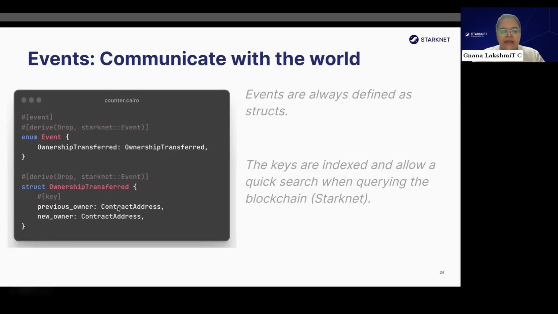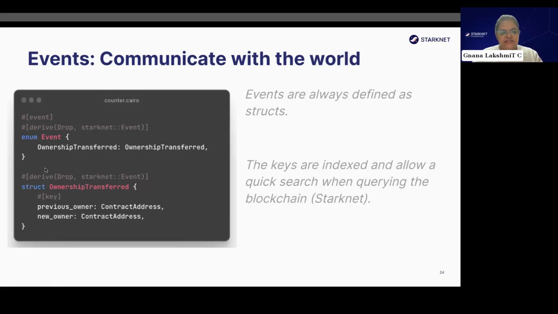And then you give the parameters that this particular event will emit. For example, this ownership transferred event is going to emit a previous owner of type contract address and the new owner of type contract address. So who was the previous owner and who was the new owner? Now you might see a small additional thing called the key, which is basically to index this event faster. When you're querying the blockchain and you want to do a quick search, this key will allow you to index this event faster. That's the whole purpose of adding this key to it.